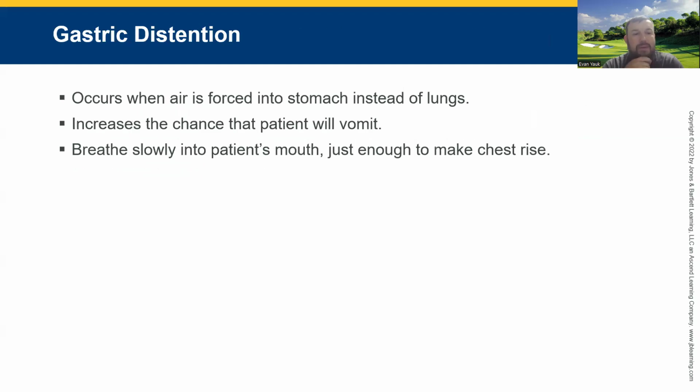Gastric distension. This occurs when air is forced into the stomach instead of the lungs. Too much pressure or too big a breath, which we talked about, will cause this. This will increase the chance that the patient vomits. Breathe slowly into the patient's mouth just enough to make the chest rise. We've said that 1,000 times. If we're doing this in a real emergency, we're going to listen to lung sounds. We're going to make sure the air is going where it needs to, but also that the stomach isn't slowly blowing up.